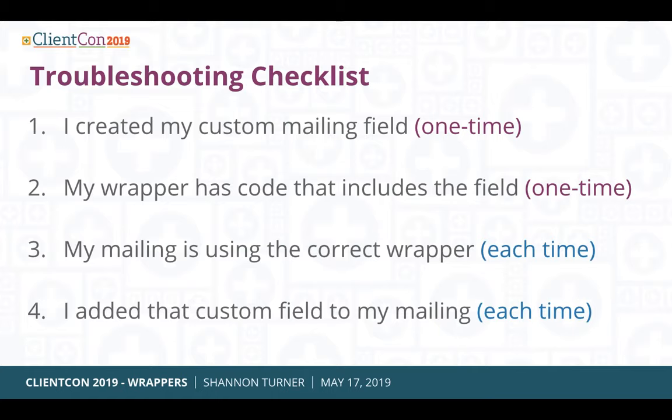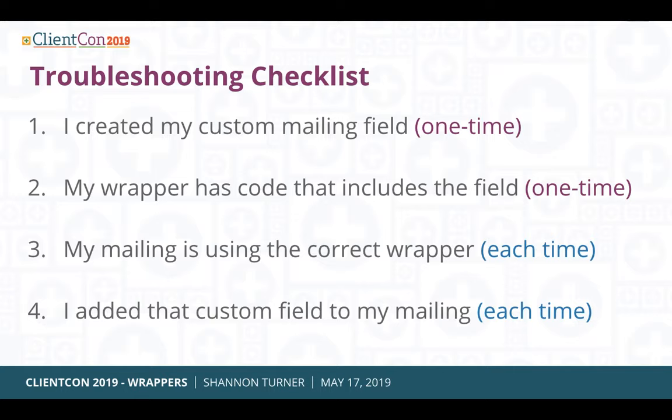This is maybe one of the more important slides here. So if you are having trouble or you're not seeing the results that you expect, run through this checklist to make sure that you didn't miss a step. So number 1, I created my custom mailing field. You do this one time and then you can reuse it again and again. Number 2, my wrapper has the code that includes the field that I just created. So you do that one time and then that wrapper, you can use it again and again.